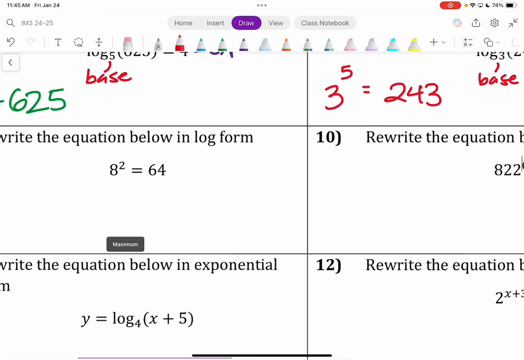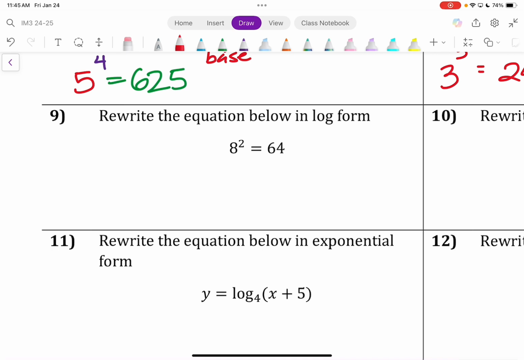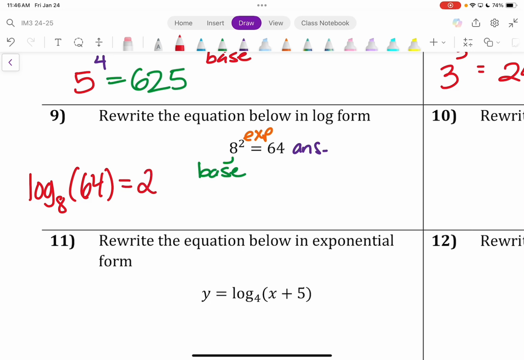All right. Next one. 8 to the 2nd equals 64. Here we see that 8 is the base, 2 is the exponent, and 64 is the answer. How can I rewrite this in logarithmic form? Noah, how can I rewrite this as a logarithm? Log base 8 of 64 is equal to 2.